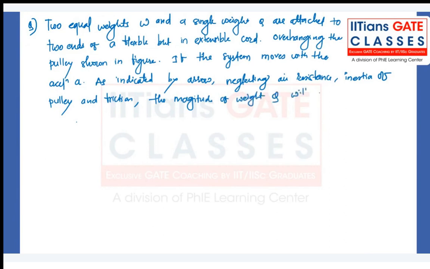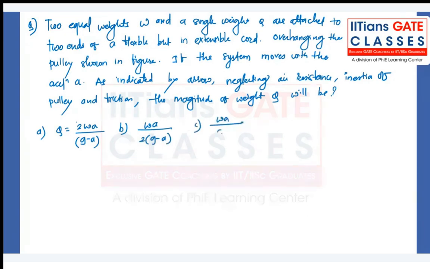And the options are: option A, Q is equal to 2WA divided by (G minus A). Option B, WA divided by 2 times (G minus A). Option C, WA divided by (G minus A). And option D, WA divided by (G minus 2A).